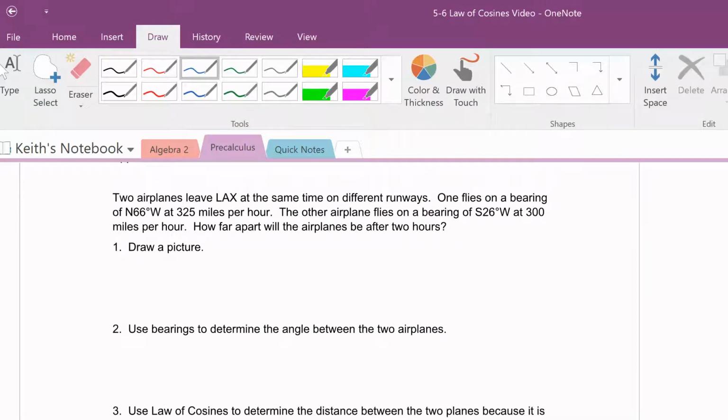All right, you can also use the law of cosines to solve word problems, like we did with the law of sines. Two airplanes leave LAX at the same time on different runways. One flies on a bearing of north 66 degrees west at 325 miles per hour. The other flies on a bearing of south 26 degrees west at 300 miles per hour. How far apart will the airplanes be after 2 hours?